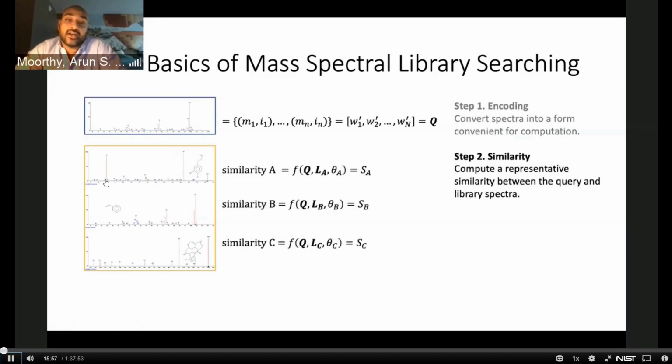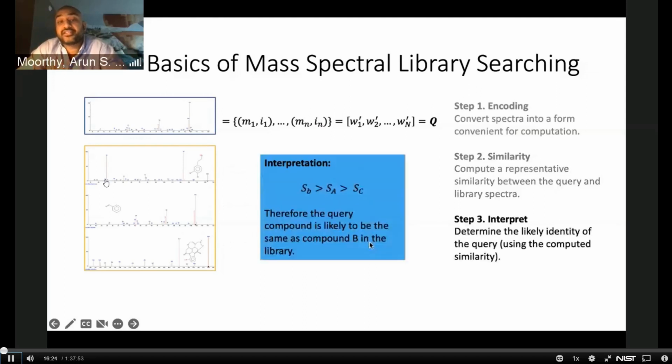The next step is that you have to compute some representative similarity between the query and library mass spectra. You do this just for generalization: I use a function f, and I feed in my query, my library, and potentially some other information about our spectra. And then we compute a similarity score, in this case SA, SB, and SC. And then the final step in this library search process is you have to interpret the results. Generally speaking, when the library search algorithm returns the results, it returns them in an order of decreasing similarity.